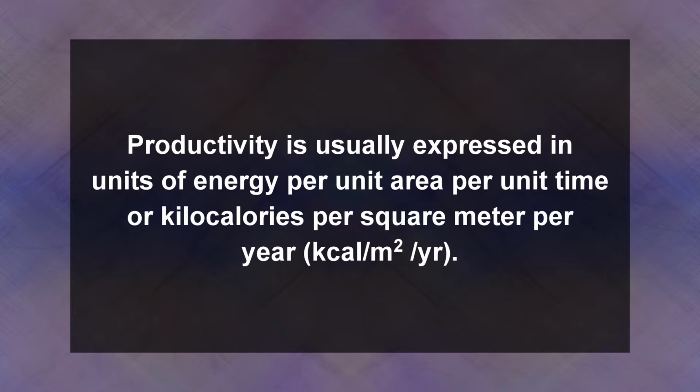Productivity is usually expressed in units of energy per unit area per unit time, or kilocalories per square meter per year, that is kcal per m² per year. However, productivity may also be expressed in units of dry organic matter, that is grams per square meter per year.